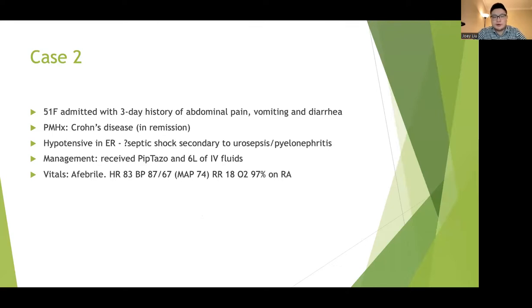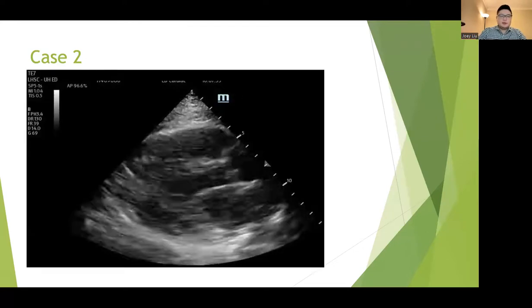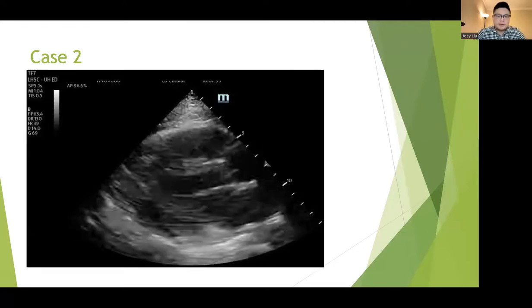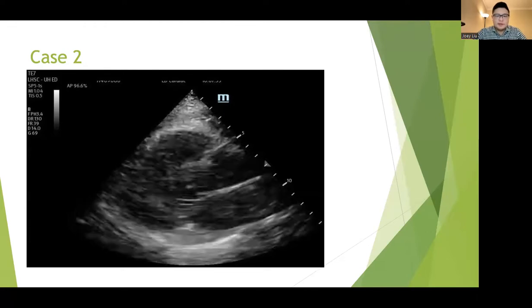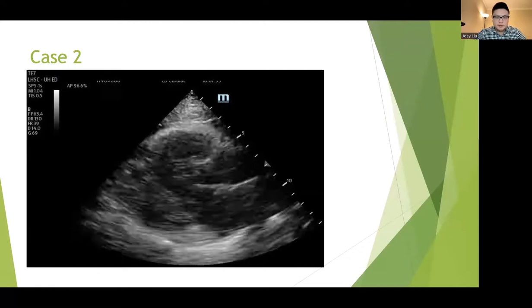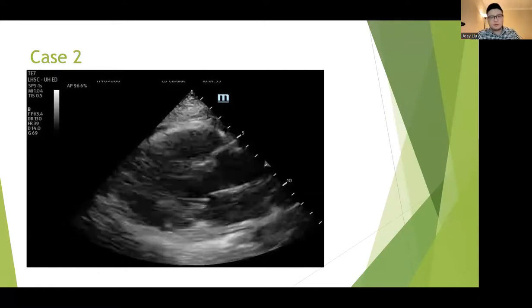Before I saw her in the ER, she had already received broad spectrum antibiotics, as well as 6 liters of IV fluids. Prior to the assessment, I retook her vitals and she was still afebrile, but the blood pressure was a little bit on the softer side again with a MAP of 74. But again, she was breathing on her own and maintaining good oxygenation. So again, starting off with the parasternal long axis view, the LV systolic function here appears to be quite normal.